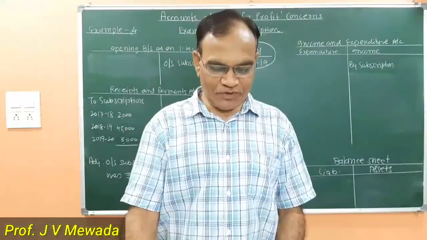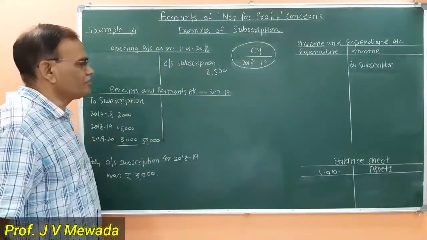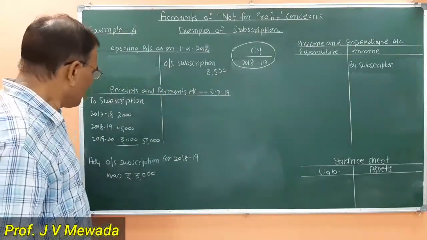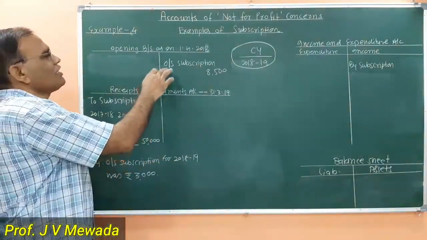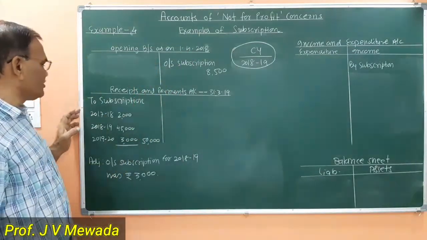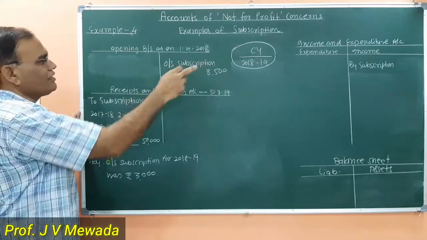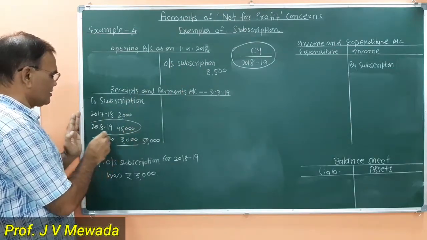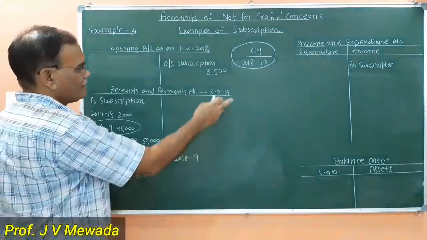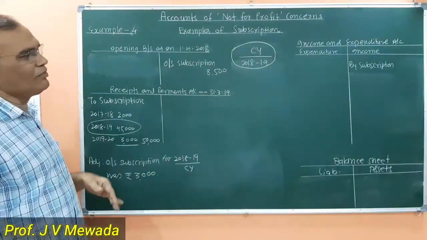Now we'll see example number 4. See, we are given the opening balance sheet on 1st April 2018. We are given the receipt and payment account on 31st March 2019. And we are given one adjustment. Now we are given outstanding subscription in the opening balance sheet 8,500. In receipt and payment account we are given 3 figures for 17-18, 18-19, 19-20. And our current year is 18-19. So this is the current year's amount that we have received. And we are having outstanding subscription for 18-19. So 18-19 is again a current year. Rupees 3,000. So now we'll proceed.